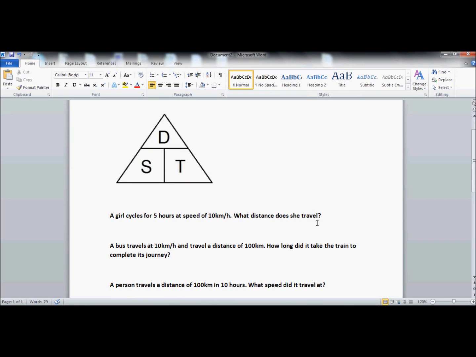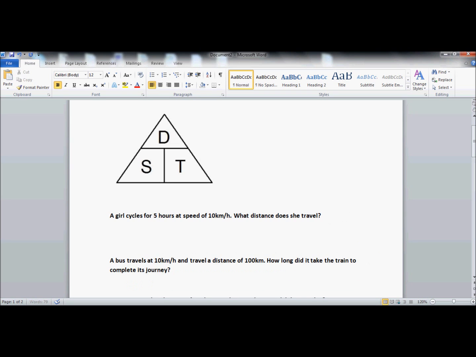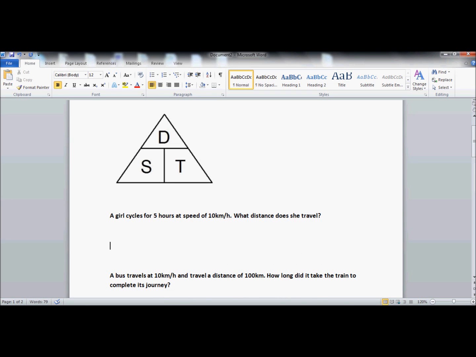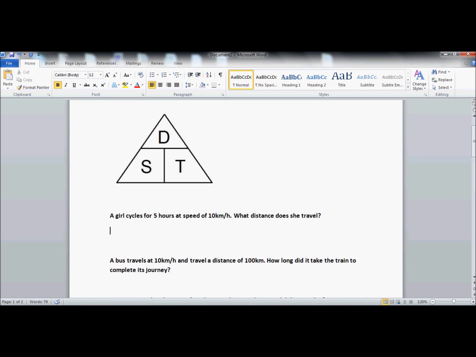Now, the girl cycles for 5 hours at a speed of 10 kilometers per hour. What distance does she travel? We first state the value that we are looking for. The distance is what we're looking for, so D, we are finding the distance value.